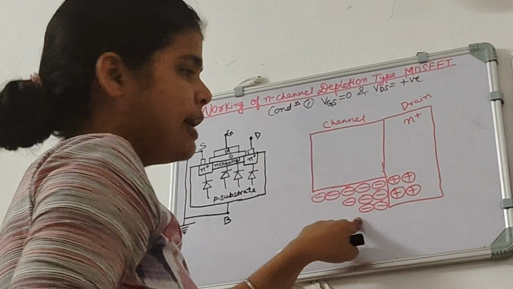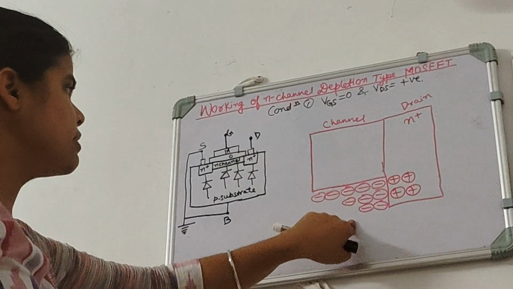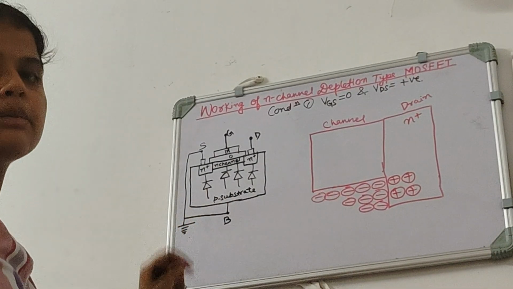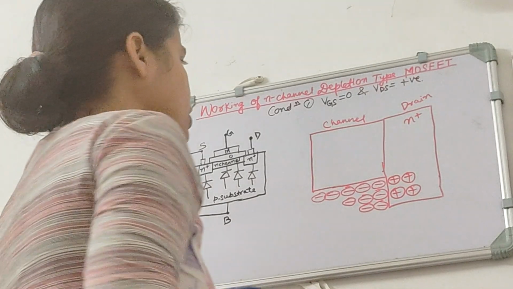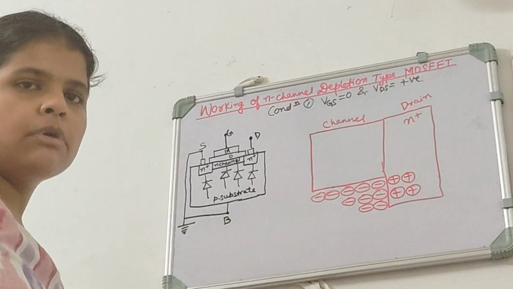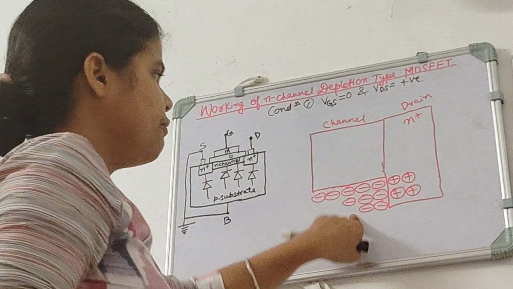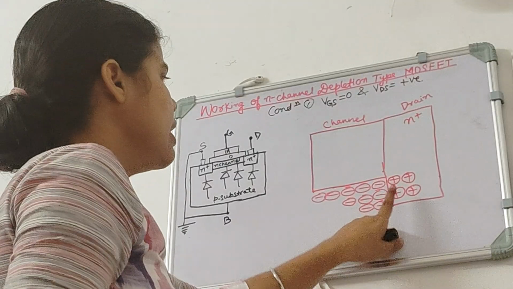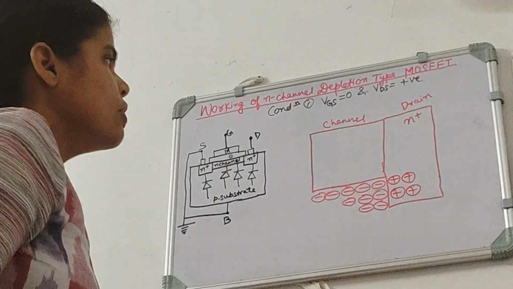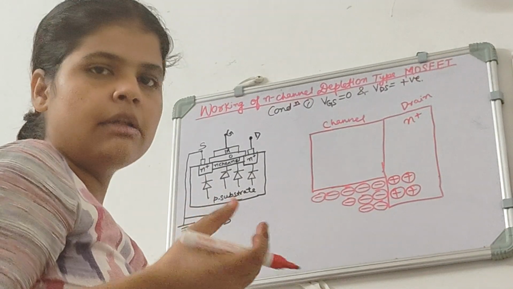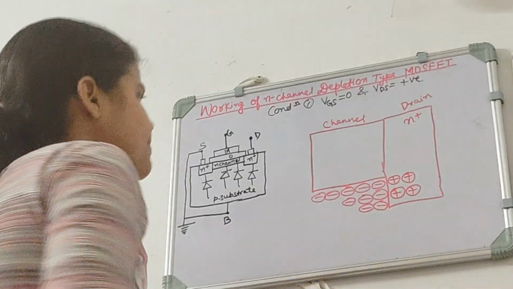And why are these negative ions here? How did they come? These negative ions are from the P substrate. The P substrate is of P-type material, obviously, and in P-type what do we have? We have a negative ion paired with a hole. So here we have those negative ions. And the drain is of N plus type material, so we will have positive ions with electrons. So here we will have positive ions.